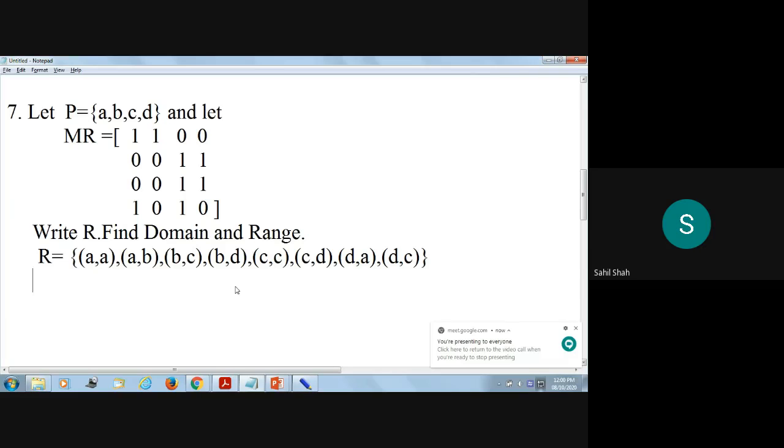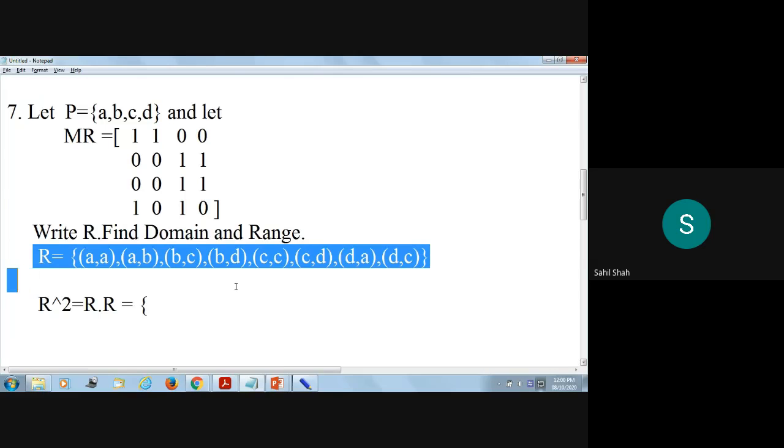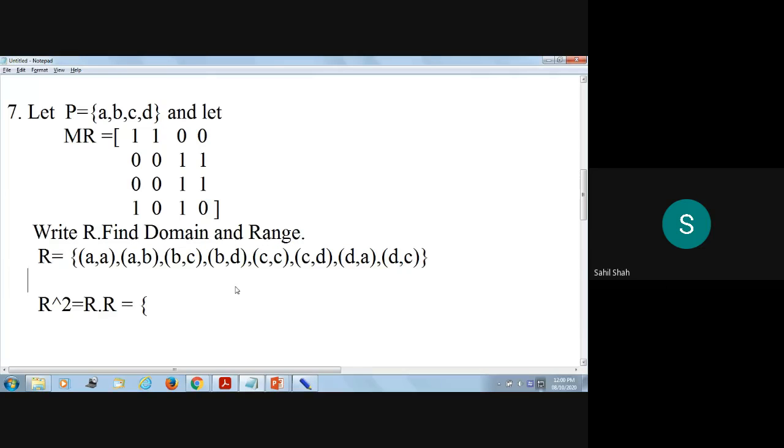Okay. So can you tell me quickly what are the elements of R square? R square is nothing other than R composite R. Do not go directly in computing R cube. First of all, compute R square, then take its composite on R. What is R square? If you are getting confused, my suggestion is write this R twice and check out individual pairs. This will not leave any confusion as such.